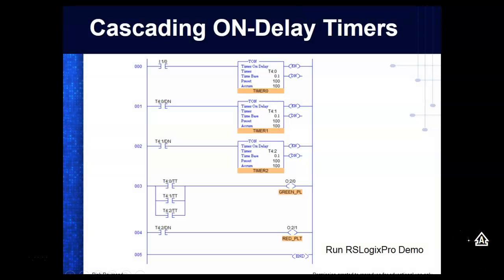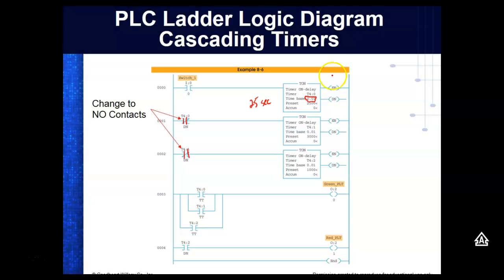This timer starts timing. When it gets through, it says it's done. This would close, and this timer would start timing. It would time for 30 seconds. When it got through and its done bit went true, it's through timing, this right here would go true, and this timer right here would start timing.